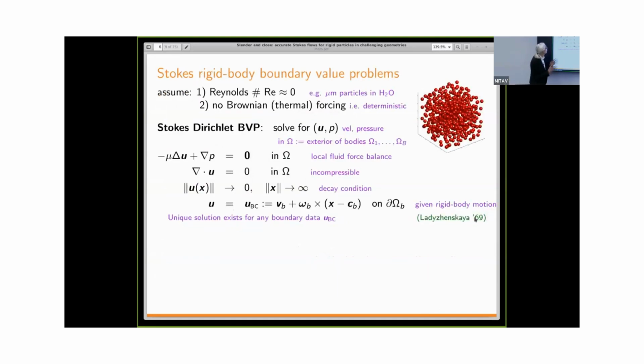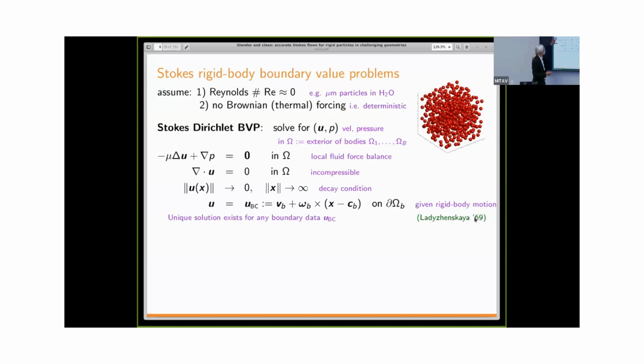Okay, so boundary value problems. The one you care about is in this limit, right? Zero Reynolds number, and this applies to micron-sized particles in water, let's say. The other assumption is there's no Brownian motion. So they're not nanometer-sized particles where they'd be knocked around by thermal motion. So we're going to keep it deterministic. In biology, there's a lot of interest in the Brownian case too, but that's basically another layer on top of what we're going to talk about today. So if you can do this, then you can move on to the Brownian case.